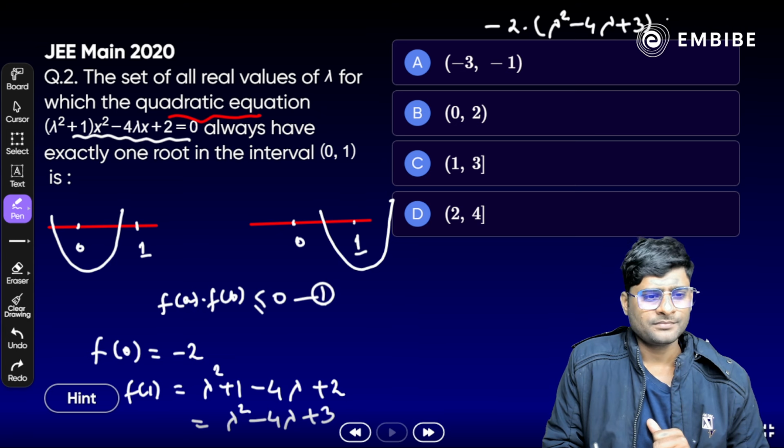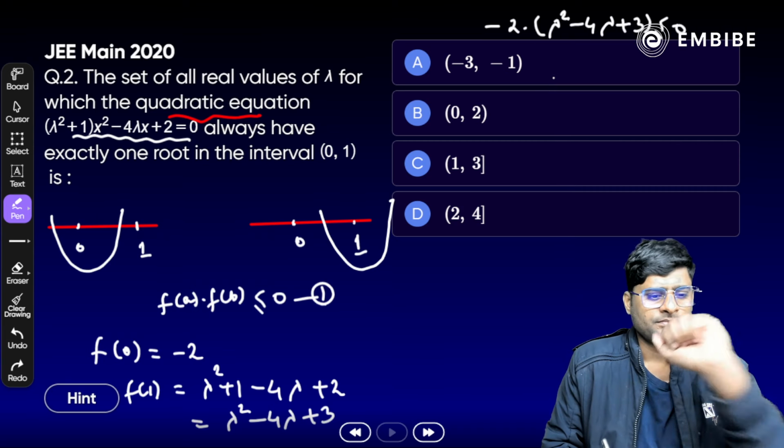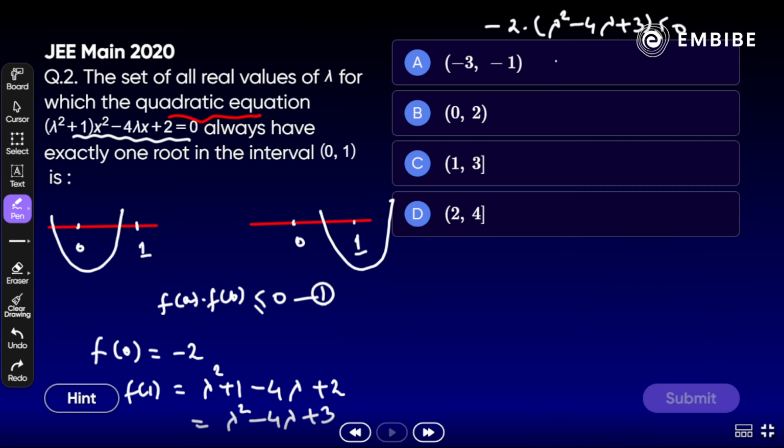Less than or equal to 0. Minus 2 is the constant here. So what do we need to do now? Just find out the value of lambda from here: lambda square minus 4 lambda plus 3 less than or equal to 0. The factors are 3 and 1. So lambda belongs to 1 and 3.